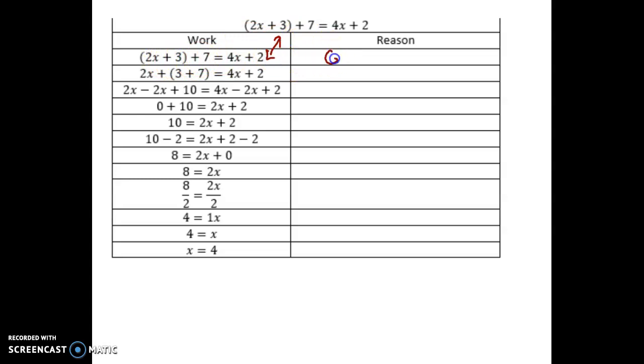Looking at the next example, we look at the first line and notice they're both the same, so this is given. The first line should always be given. When we look at what they did here, they rearranged the grouping, so this would be the associative property of addition. I'm going to abbreviate a little bit: add.